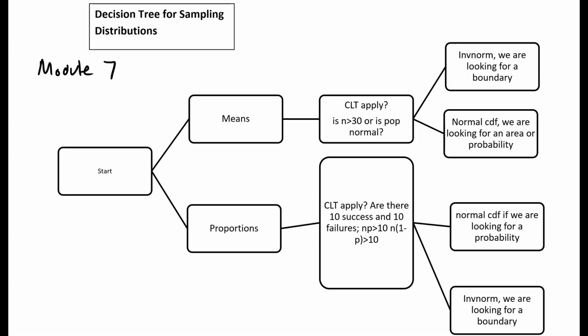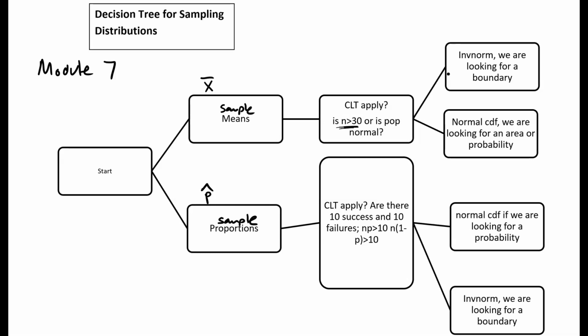So this first decision tree takes us back to Module 7. In Module 7, we really looked at the three different types of normal distributions. We talked about a normal population, a distribution of sample means, the X-bar distribution, and a distribution of sample proportions, the p-hat distribution. And we learned that if the distribution of sample means was going to be approximately normal, so if the central limit theorem was going to apply, the sample size needed to be at least 30, or the original population could have been approximately normal.